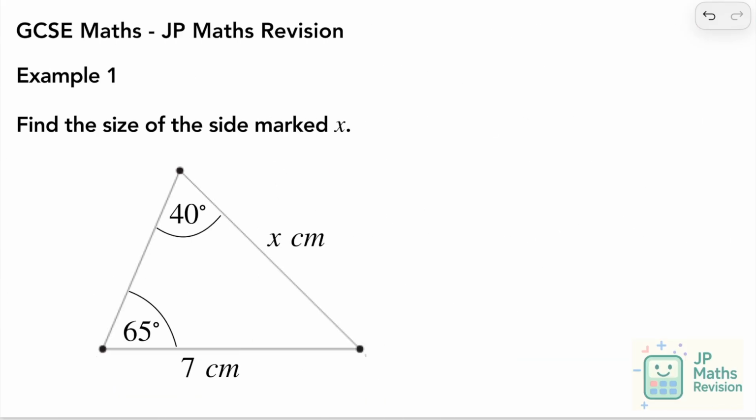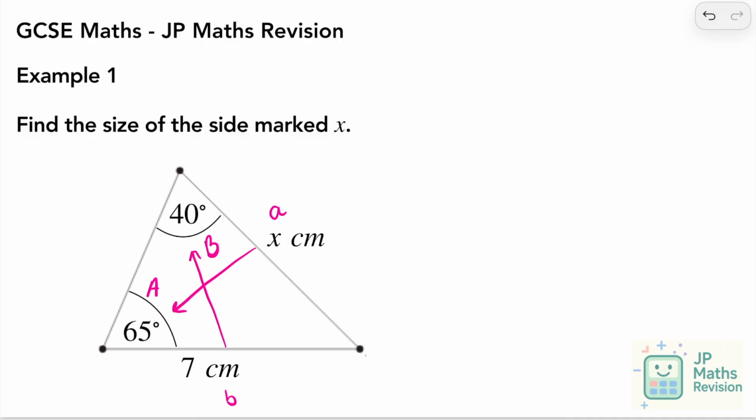So here's an example. We need to find the size of the side marked X. The first thing I do with these questions is label the sides and label the angles. So if I start off by labelling X, I'm going to label that lowercase a. That means the angle opposite lowercase a needs to be capital A. I'm going to label 7 centimetres lowercase b, so the angle opposite 7 centimetres needs to be capital B.